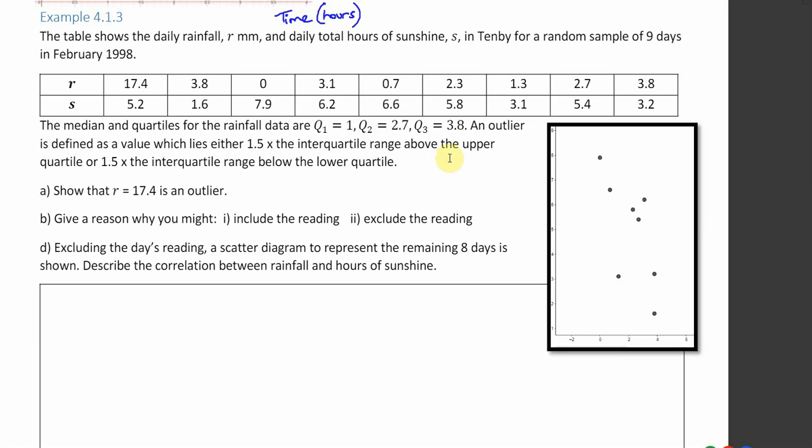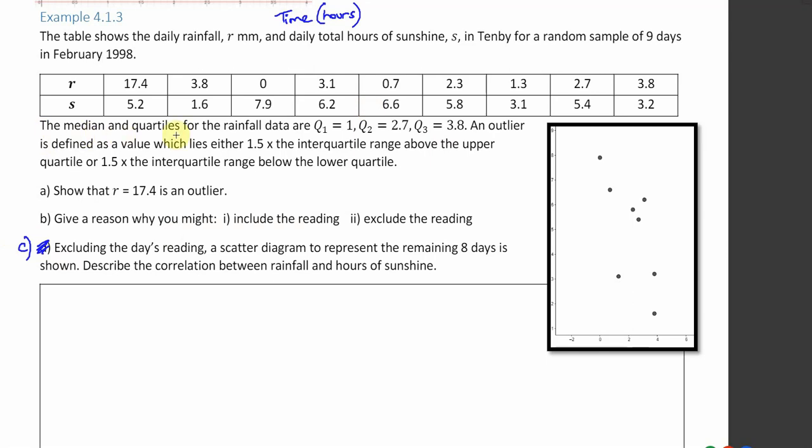Example 4.1.3. The table shows the daily rainfall R millimeters and daily total hours of sunshine S, which is measured in hours of course, in Tenby for a random sample of 9 days in February 1998. Now you don't need to know where Tenby is to do this question. So there's the data, and you'll see we also have a scatter diagram which comes in later in part D, which actually should be part C.